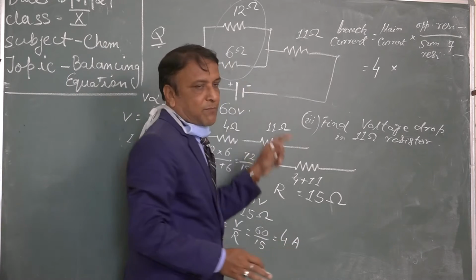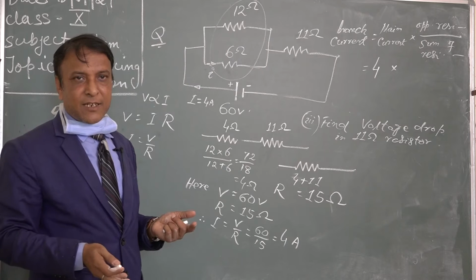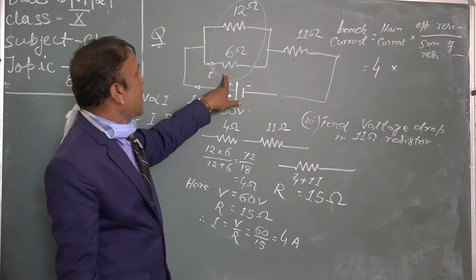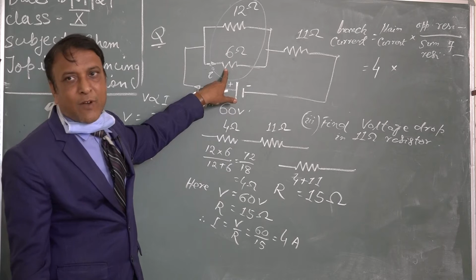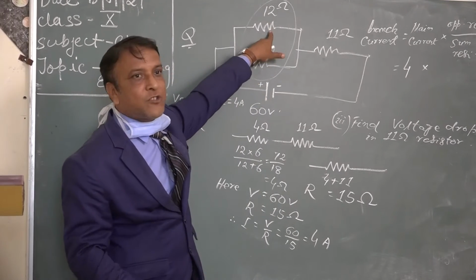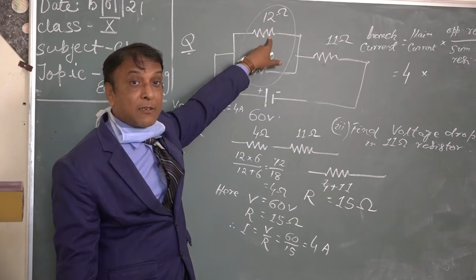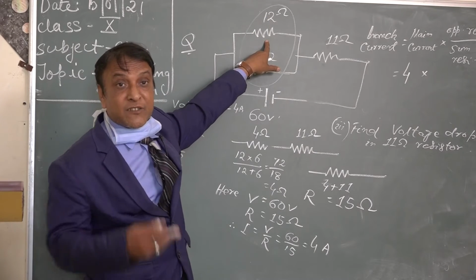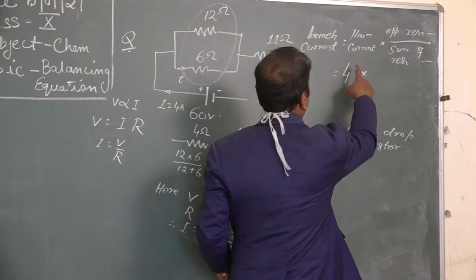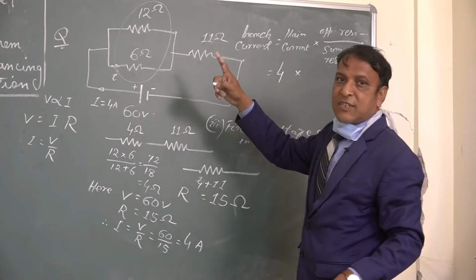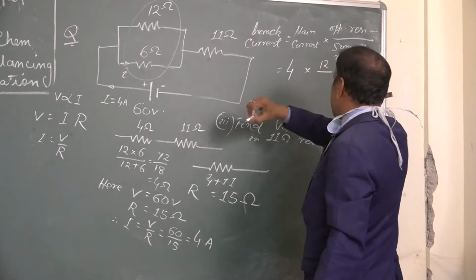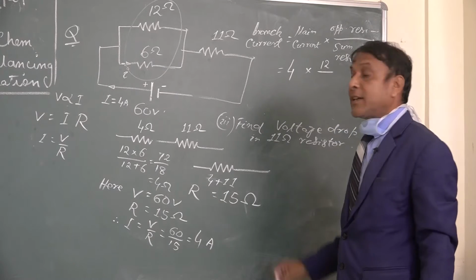In whichever branch you go to find the current, you take the resistance opposite to it. Opposite means this: if I find the current in this branch, then its opposite is 12 ohm. If I find the current in this one, then its opposite will be 6 ohm, right? So here the main current is 4. Opposite resistance, what will I take? 12 ohm by the sum of the resistances, 18 ohm.